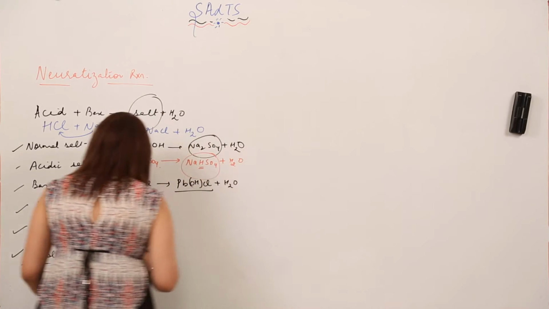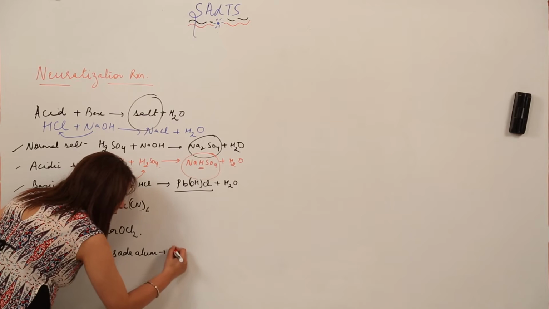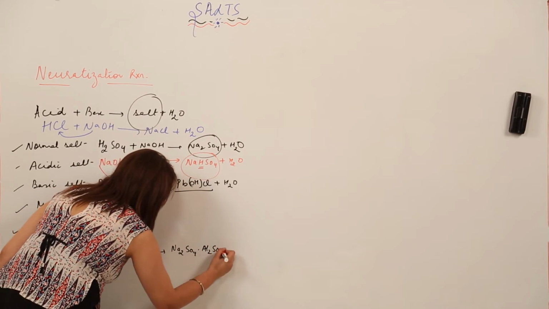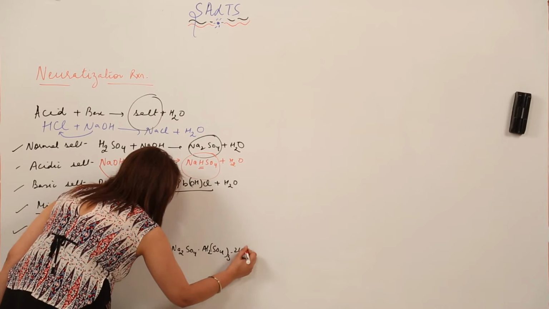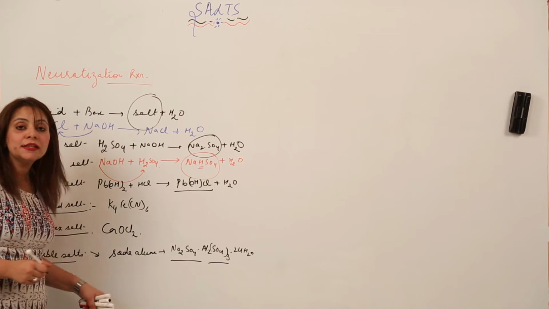For example, we have soda alum. So what is the formula for the soda alum? It is Na2SO4·Al2(SO4)3·24H2O. So see, it is formed from two simple salts. So that means it is a double salt.